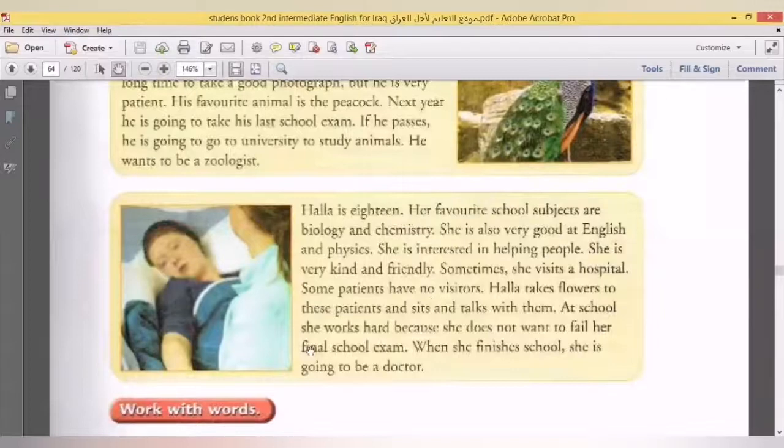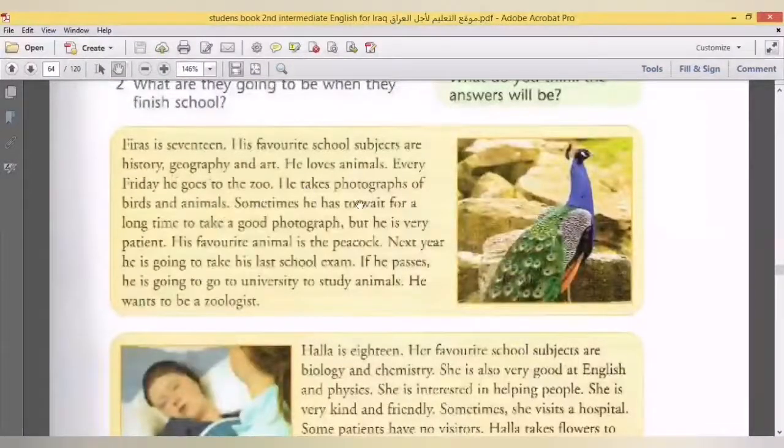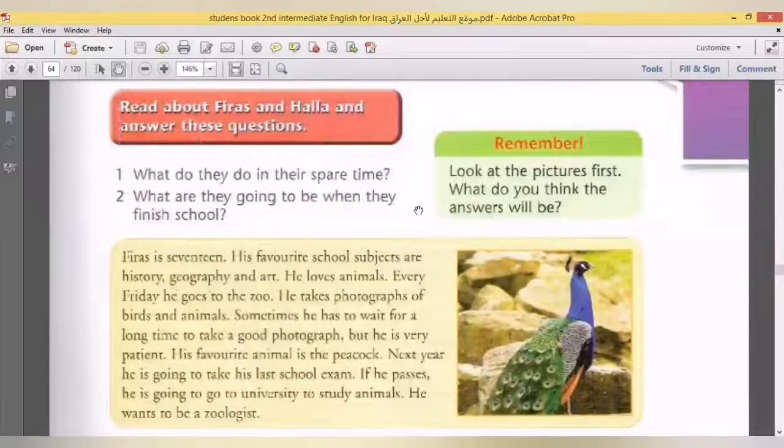So now let us get back to these two questions. What do they do in their spare time? How to answer this question? We say, every Friday, Firas goes to the zoo. He takes photographs of birds and animals. Sometimes, Hala visits a hospital. Now, this is the answer of question one, right? What do they do in their spare time?